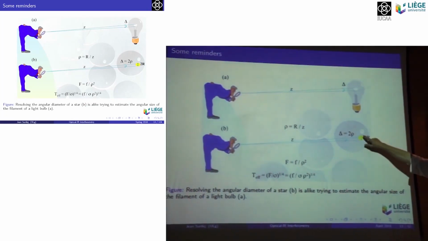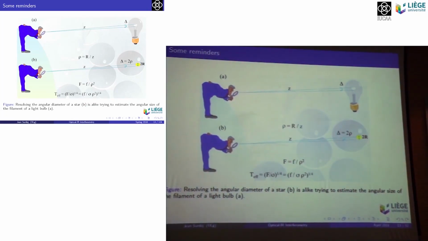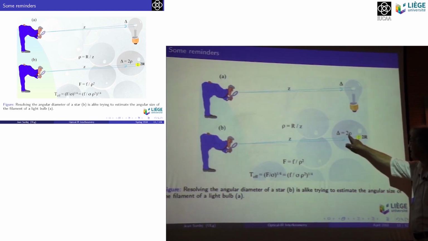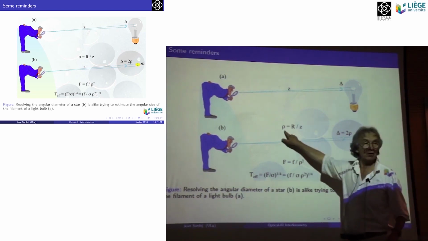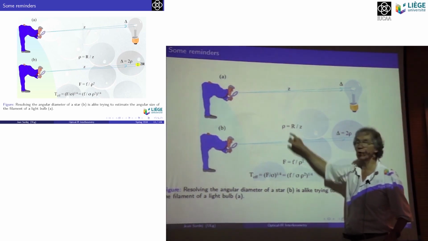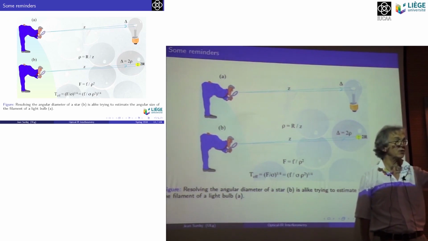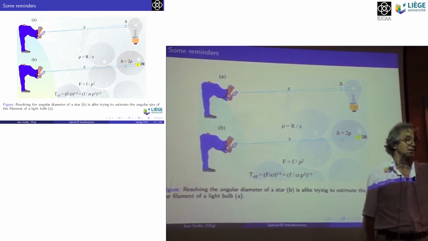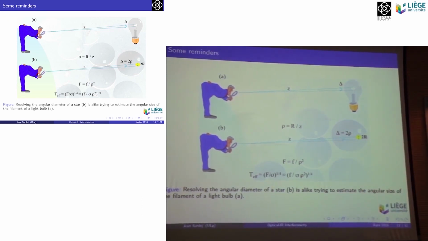And now here I have represented the linear diameter, 2 times the radius, of course. Now, big delta is twice the angular radius. Now, what is the angular radius? Well, the tangent of the angular radius is equal to the linear radius of the star divided by its distance, z. Okay, this is easy.